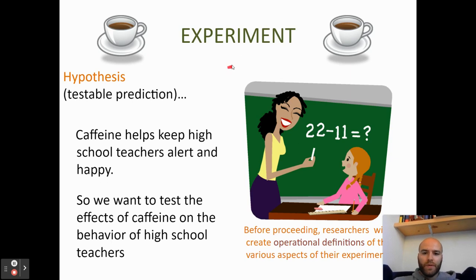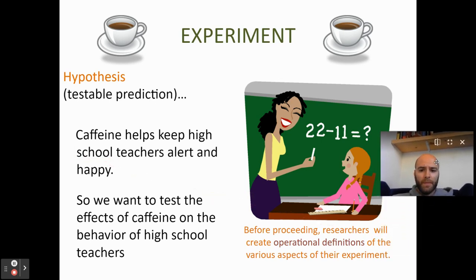Okay. So our first thing in a research experiment, you form your hypothesis. Right. We've talked about this before. It's a testable prediction. Okay. So it's an idea that we want to test out and see if we can understand what causes certain things, certain behaviors or mental processes. So for us, this is going to be the experiment that we've designed. Our question: does caffeine help keep high school teachers alert and happy? Okay. So we want to test the effect of caffeine on the behavior of high school teachers.